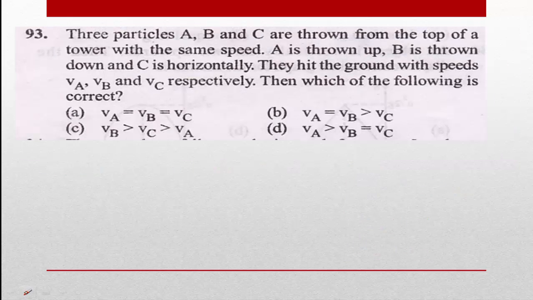Then the question number 93. 3 particles A, B and C are thrown from the top of the tower with the same speed. A is thrown up, B is thrown down and C is horizontal.